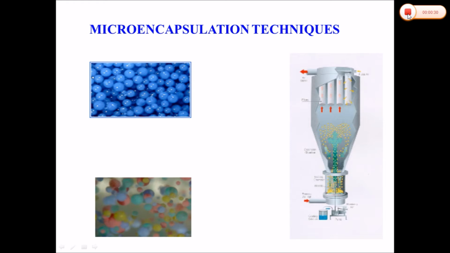There are various methods like phase separation, coagulation method, Wurster process, spray drying and spray congealing process, interfacial polymerization process, then multi-orifice centrifugal process, pan coating process, and likewise solvent evaporation methods. So that we are going to discuss in microencapsulation techniques.